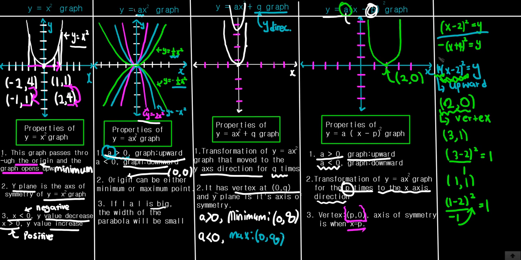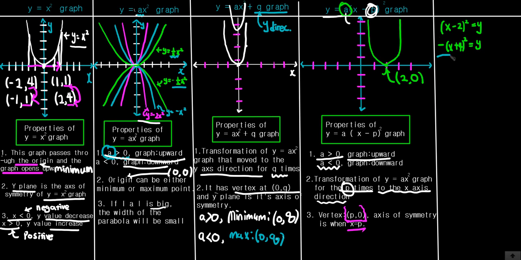And let's think about the other function, negative (x plus 4) squared is equal to y. Let's think about it in terms of a second example of this quadratic function's graph. Negative (x plus 4) squared is equal to y. And we can tell that the a value in this case is negative, which means the graph will go downward.